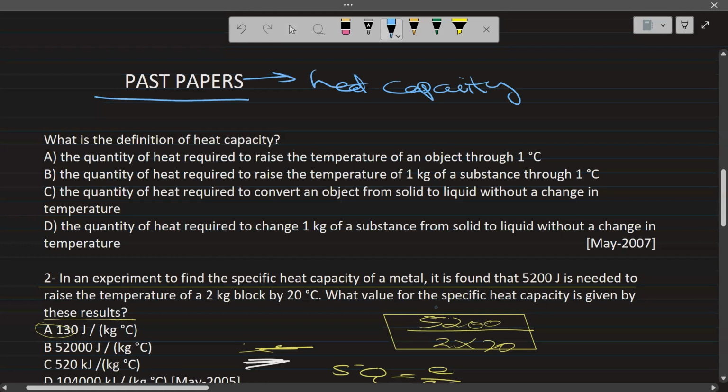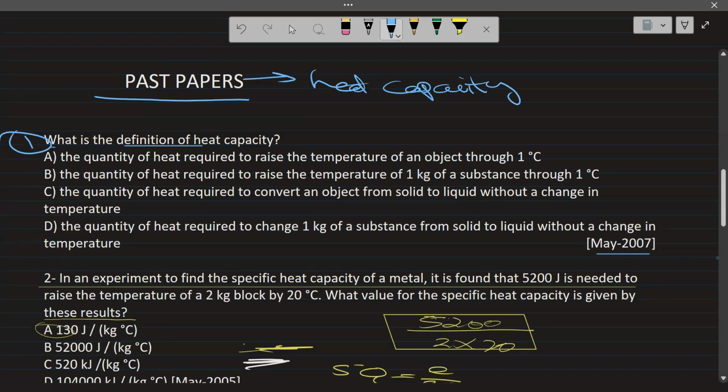So let's start. Now we'll do the first past paper, which I have taken out from May June paper 2008 2007. What is the definition of heat capacity? We know that heat capacity is the heat given to the object to raise its temperature by 1 degree Celsius. So now let's see.